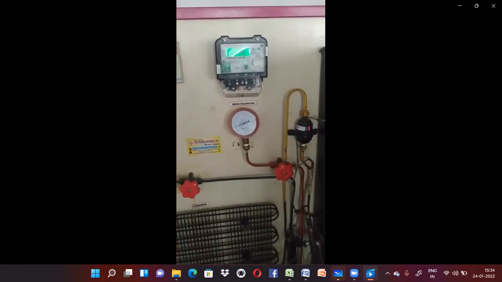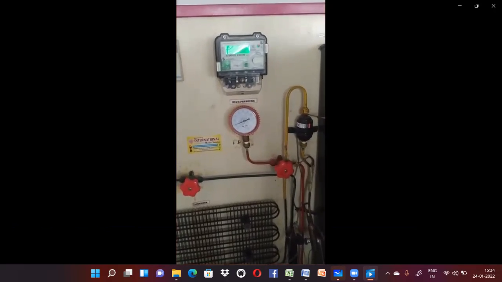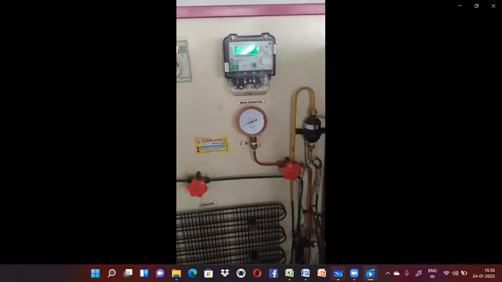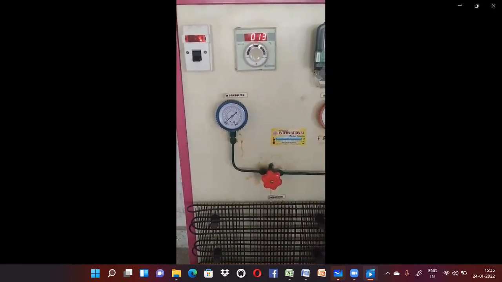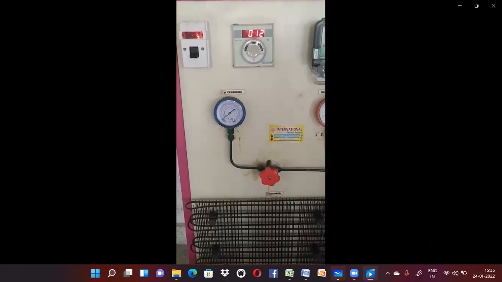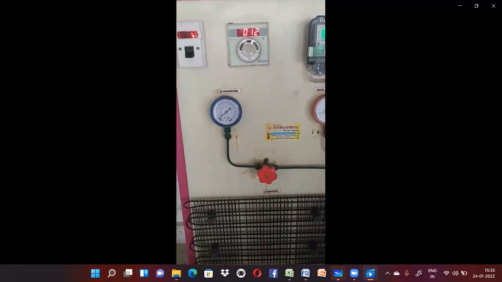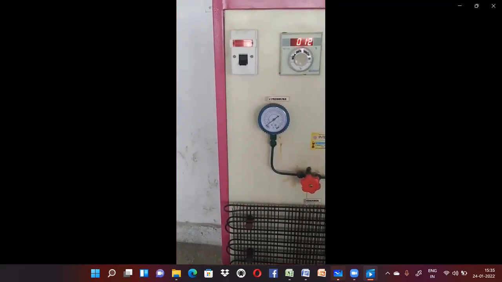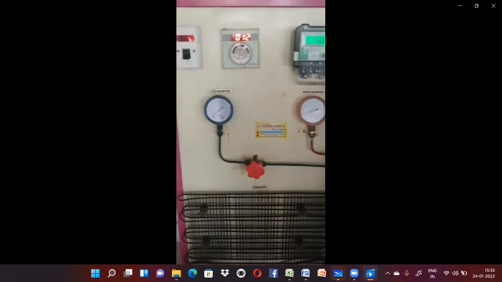Beyond that we have our digital watt meter, which is a recorder of the power being used during the running of this refrigeration test rig. Next we have a thermometer, which records and shows us 6 different temperatures, T1 to T6, at 6 different points of our cycle. By its side we have our main switch, which starts and stops the system.